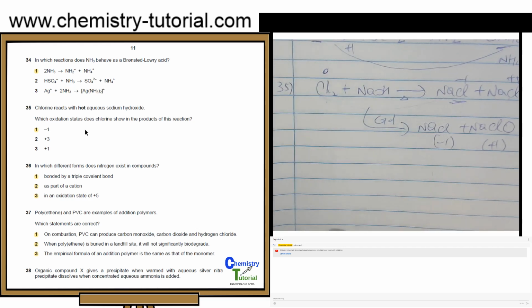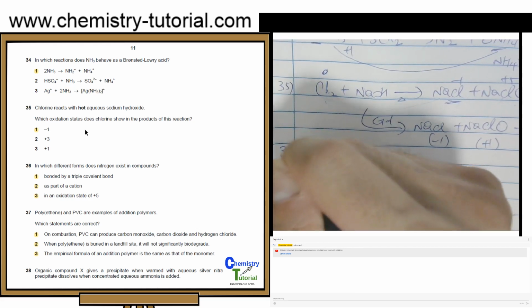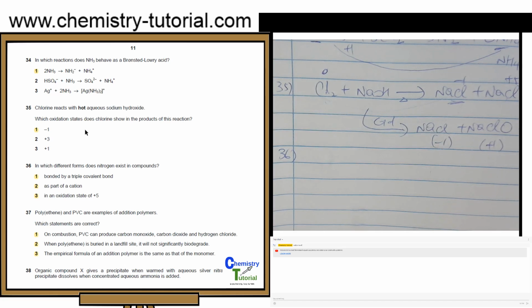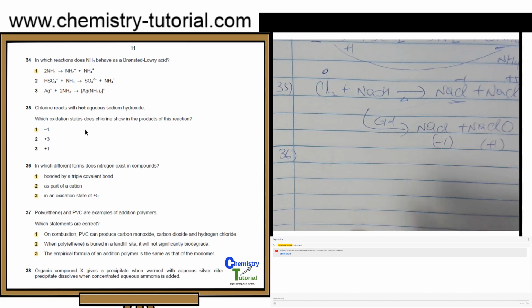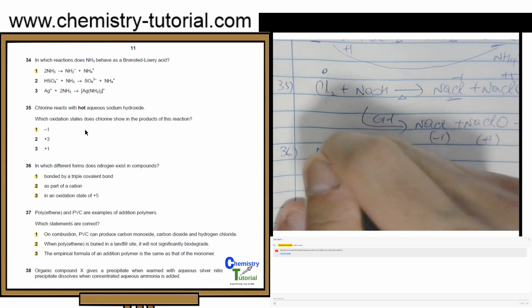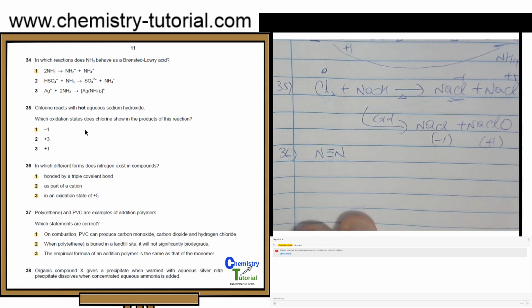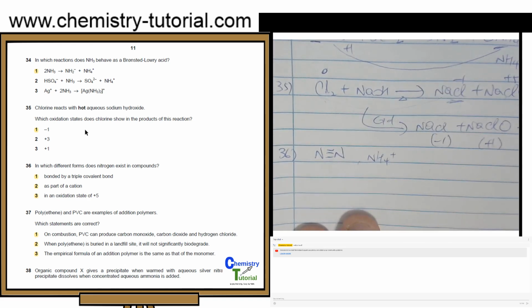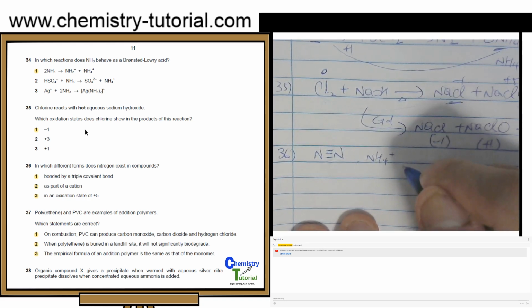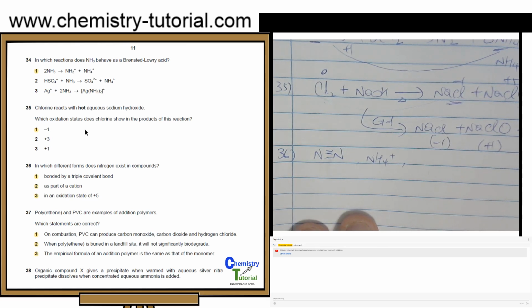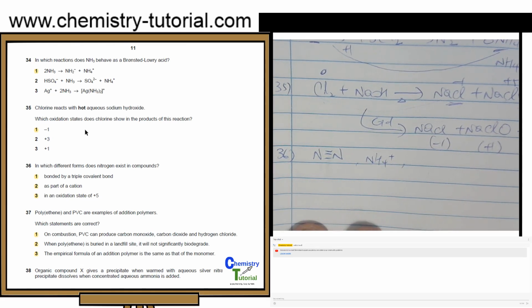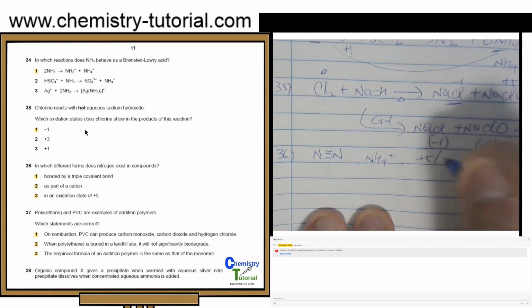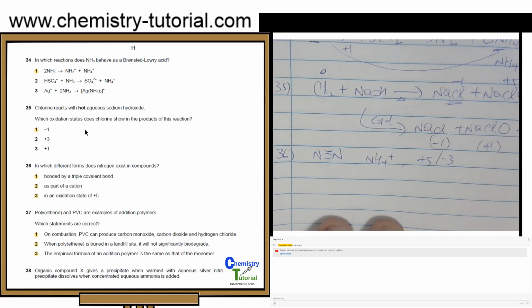For question 36, in which different forms does nitrogen exist in compounds? Well, it can be bonded by triple bonds such as nitrogen gas. As part of a cation, yes, we have ammonium ion, NH4+. In an oxidation state of +5, now this is not something that's easy to visualize immediately. But if you know that nitrogen is a group 5 or group 15 element, it will typically have oxidation state of +5 or -3. So +5 is definitely possible.